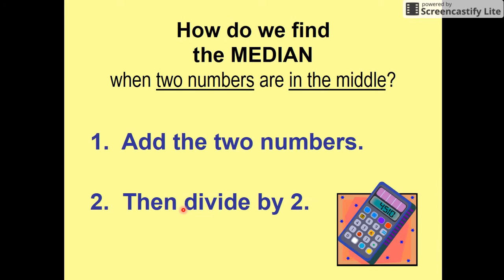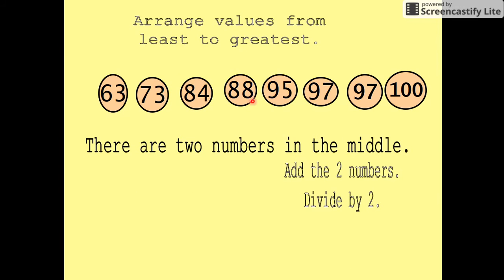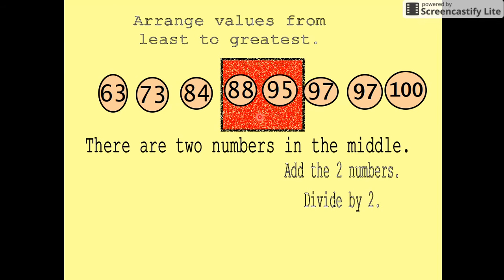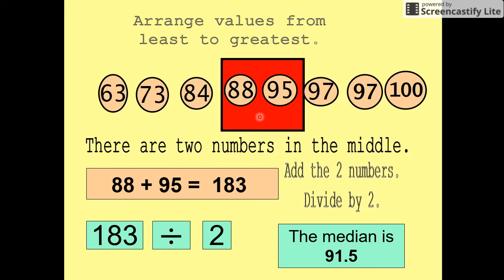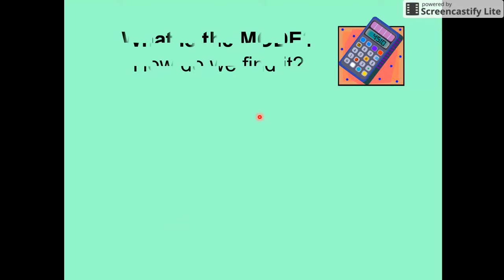It's the middle one. What do we do if there's 2 numbers in the middle? We add those 2 numbers together, and we divide it by 2. So say we had those 2 in the middle, so we had an even amount of numbers, we would add 88 to 95, divide it by 2. That would give us our median. So 88 and 95, add them together, divide by 2, and the median will be 91.5.